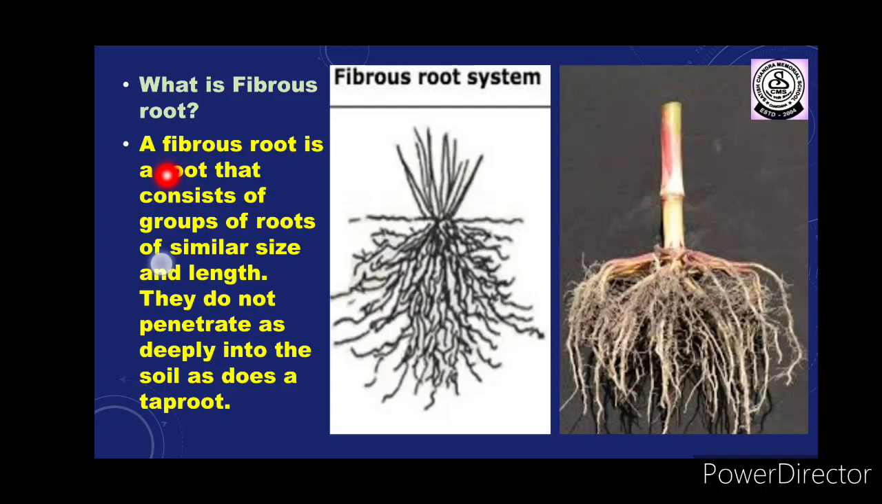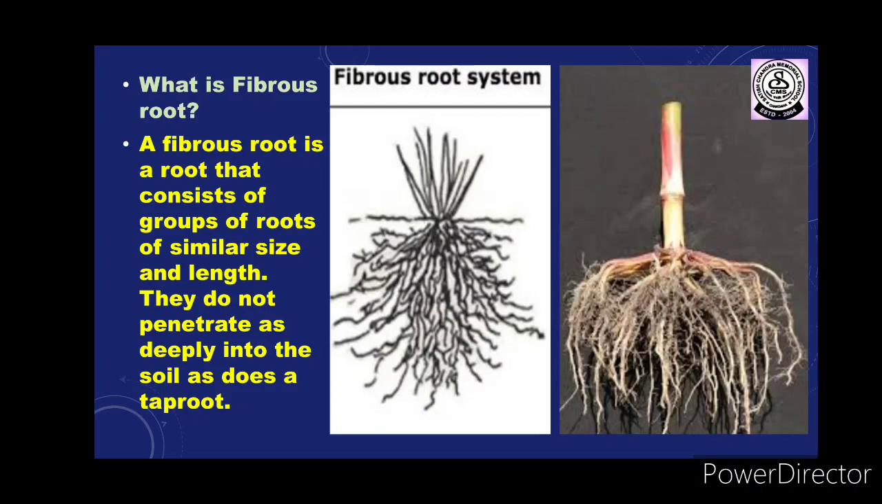A fibrous root is a root that consists of a group of roots of smaller or similar size, and they do not penetrate as deeply in the soil as a taproot. So in the taproot you have seen there is only one main root and the others are supporting, but you can see in this root system they are almost similar in size, and none of the roots is the main root holding the soil strongly. Several roots are just moving in different directions, and they are of similar size. This root system is called the fibrous root system.